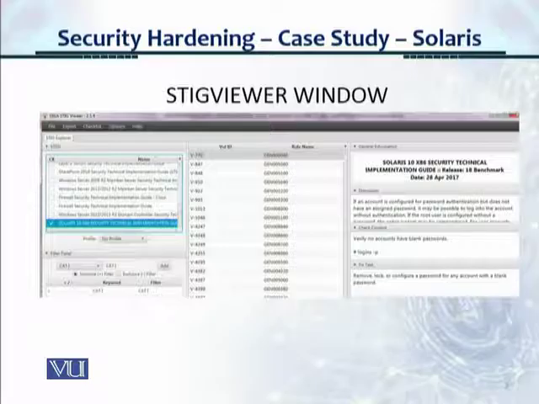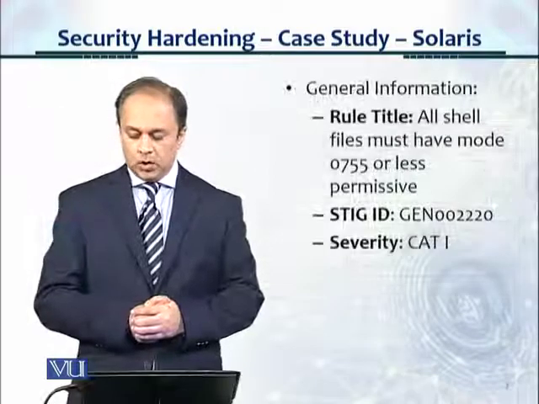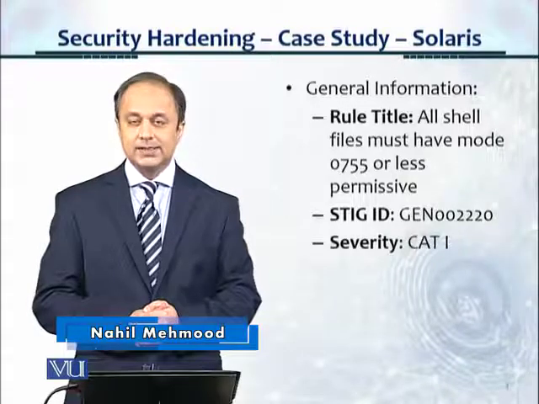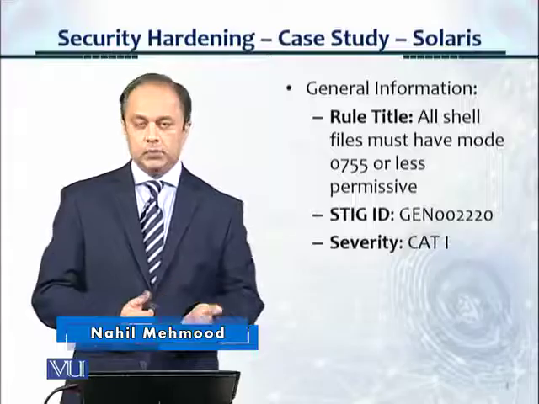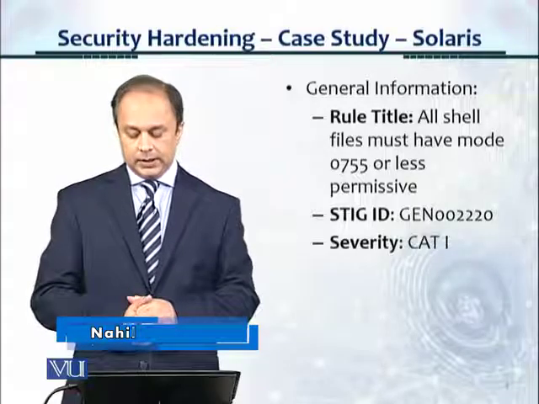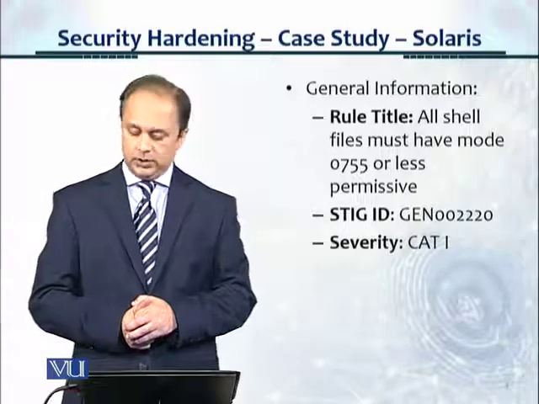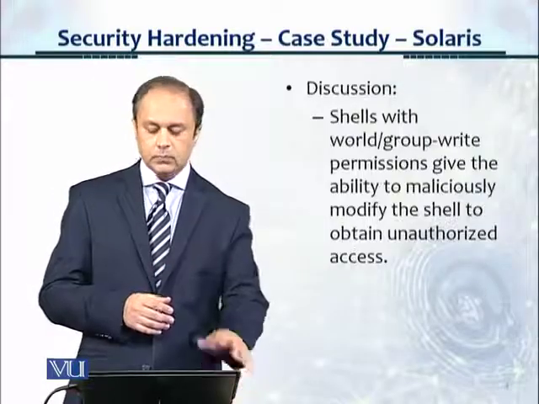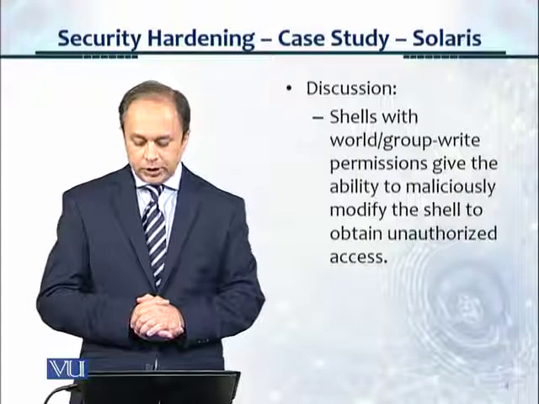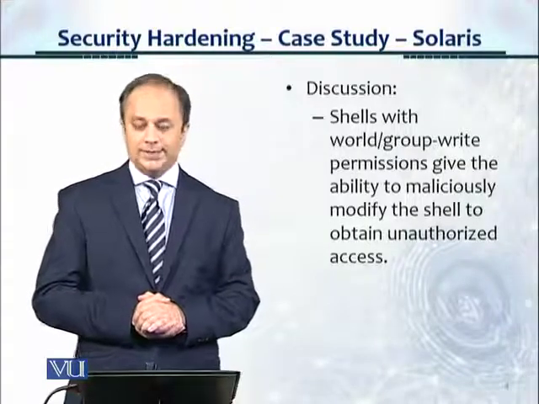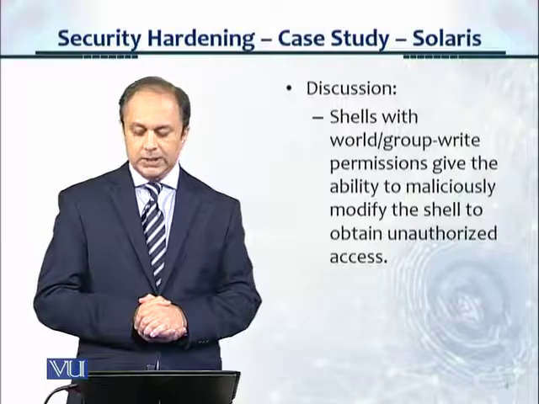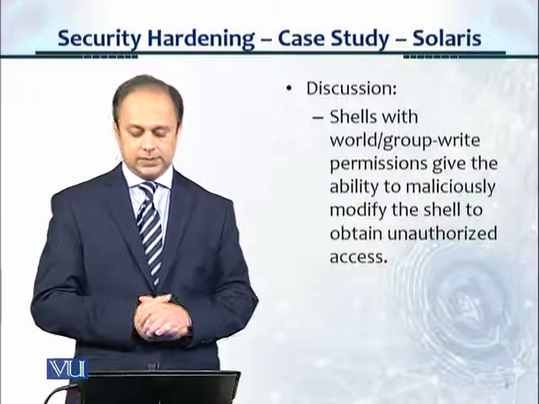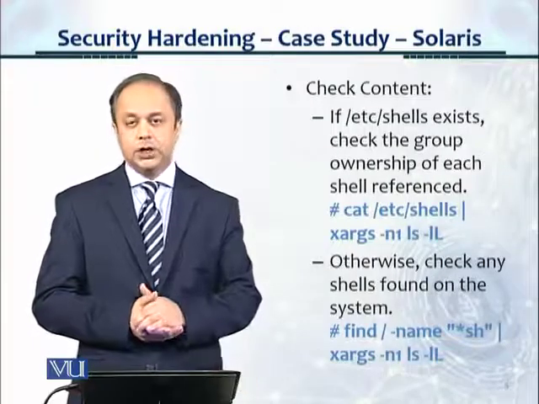For general information, the rule title tells you all shell files must have mode 0755 or less permissive. There's a vulnerability ID, obviously, and the STIG ID reference is given here. This is a Cat 1, the highest level of security STIG. Discussion section: shells with world/group write permissions give the ability to maliciously modify the shell to obtain unauthorized access. And the check content section.